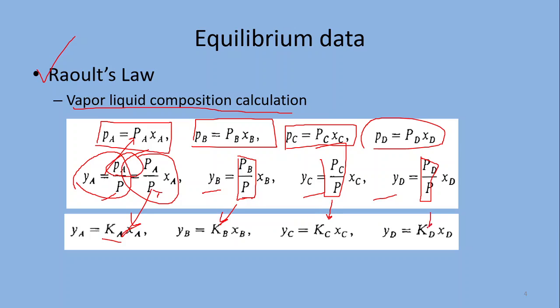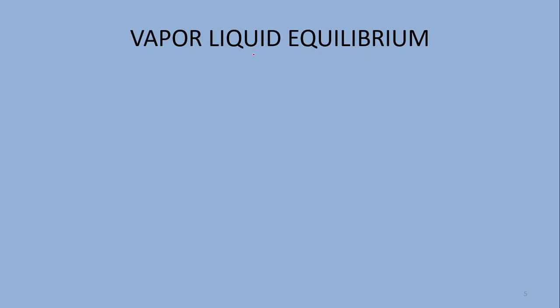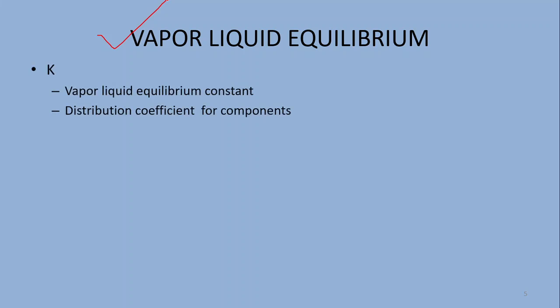So this is very informative and valuable data, and this information is called the vapor liquid equilibrium or the vapor liquid distribution coefficient. So this K is denoted by this one. Ka is the vapor liquid distribution for A, Kb the vapor liquid distribution for B, and so on. So basically it is very important to know the meaning of vapor liquid equilibrium or the vapor liquid distribution coefficient.